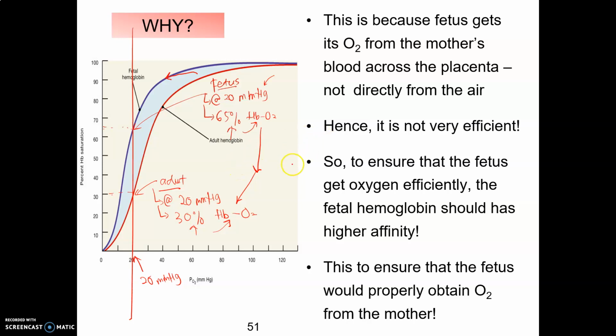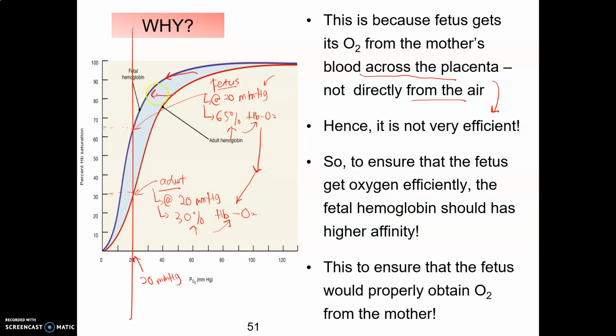Kenapa? Because bayi itu tidak bernafas dalam kandungan. Dia dapat oksigen across the placenta from the mother, not directly from the air. Bila ada melibatkan something pass, the process is not very efficient. That's why untuk memastikan bayi itu dapat oksigen daripada the mother, ketika during the process of passing the oxygen, memang dia kena betul-betul dapat the oxygen. Means that affinity towards the oxygen tu betul-betul kena tinggi. That's why fetal punya hemoglobin memang has high affinity toward oxygen, dan dia punya graph akan shift to the left.